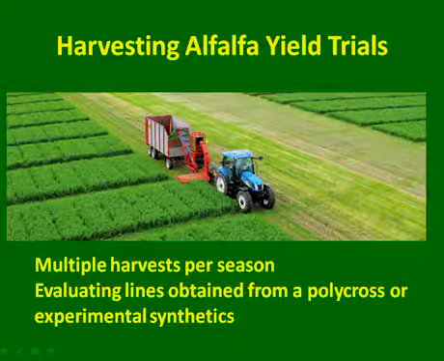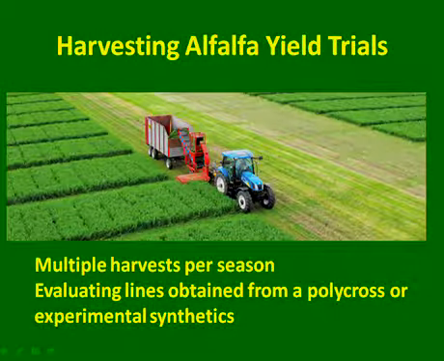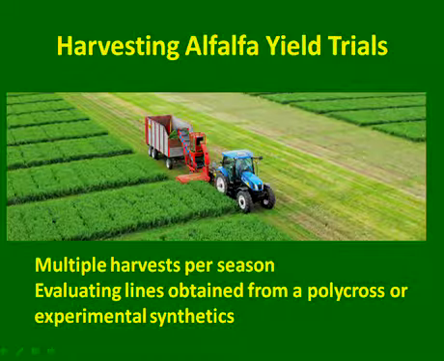Harvesting alfalfa yield trials. So alfalfa is different from corn and soybeans in the fact that you can have multiple harvests per season. So this would be an example of evaluating lines obtained from a polycross or experimental synthetics. You could be evaluating the SYN1, SYN2, and SYN3 generations.